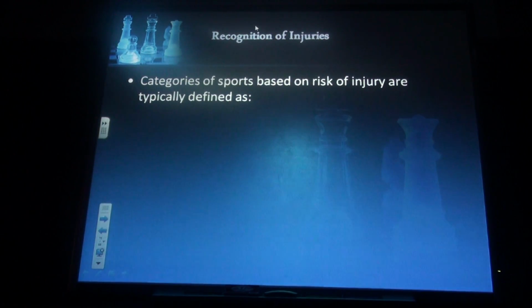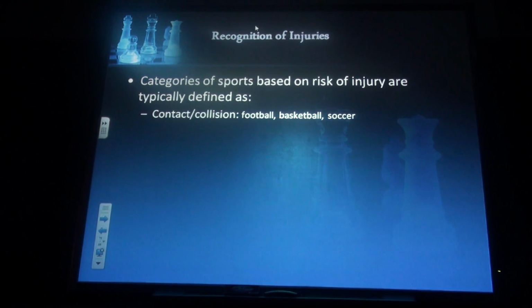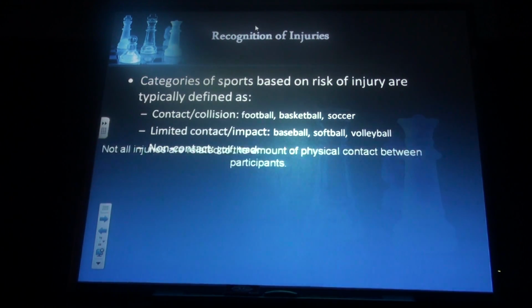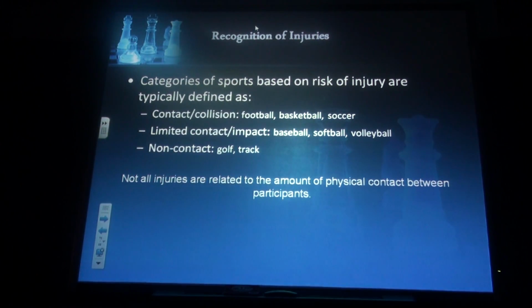Okay, categories of sports based on risk of injury are typically defined as contact or collision sports, such as football, basketball, soccer. They're all now collision sports or contact sports. Limited contact impact, baseball, softball, volleyball, where you hit some but not very much. Then you have non-contact, which is like golf, track, and you could probably even throw swimming in there with that. It's a non-contact sport. Here's the thing, not all injuries are related to the amount of physical contact between participants. Even though these are non-contact, you can still have problems in golf and track with injuries.